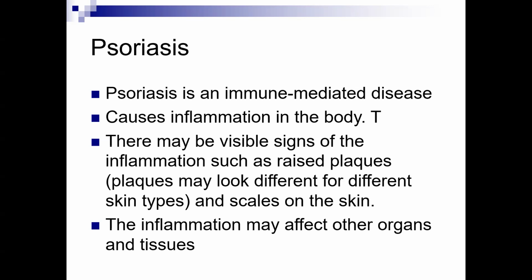Plaques may look different for different skin types, and scales on the skin. Our body usually sheds its skin every 30 days, every month or so. What happens is this triggers our skin to speed up the growth of the skin cells. So instead, you're replacing your skin cells every 3 to 4 days. However, they're not shedding, so they pile up on top of each other, and that can cause that scaling look, but it can also affect other organs and tissues as well.